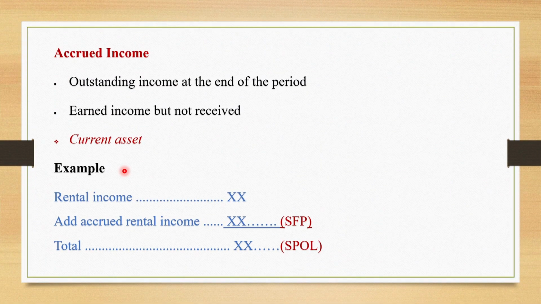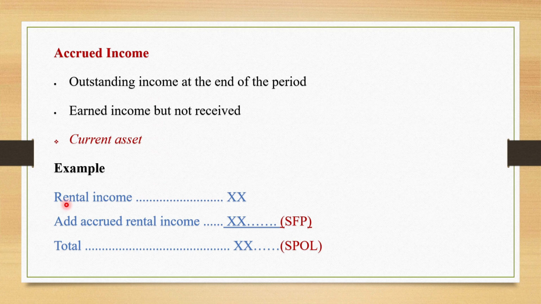So let's go to accrued income. The accrued income is outstanding income at the end of the period. Earned income but not yet received. Yes, it's the income earned but not yet received. It is also being recorded under current assets.